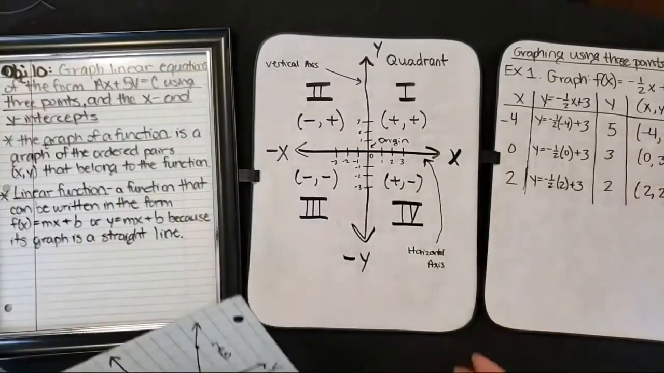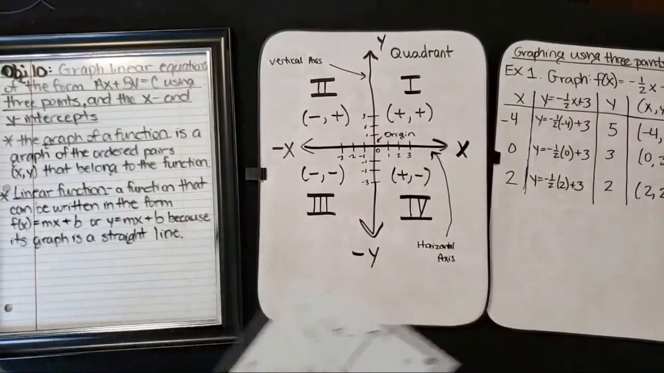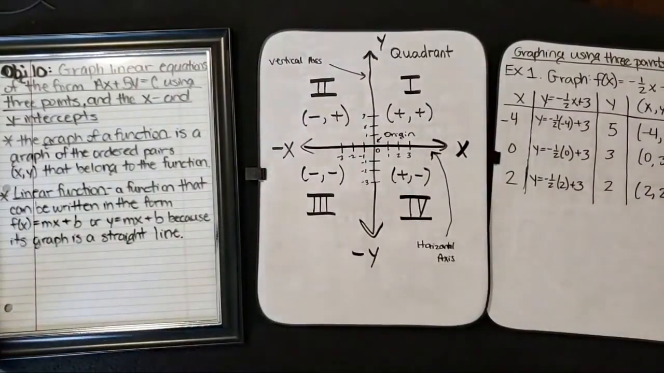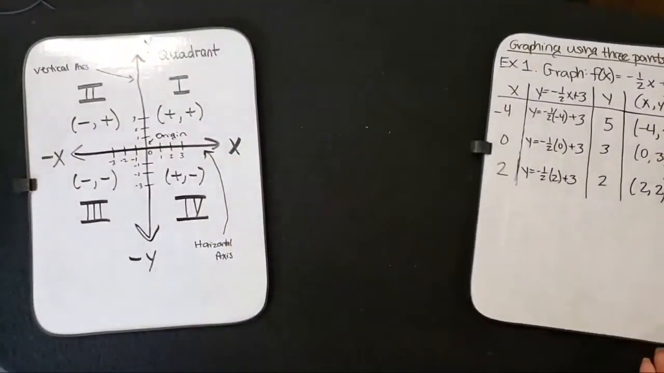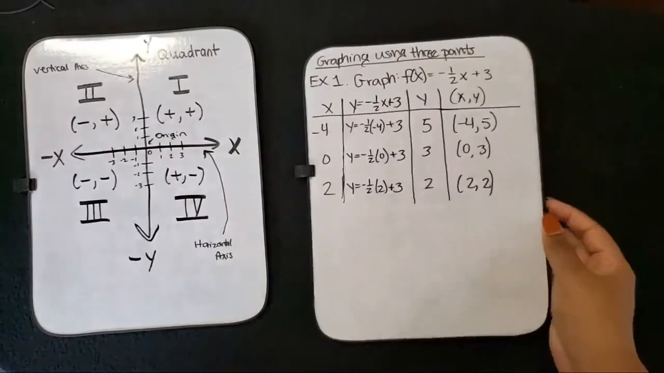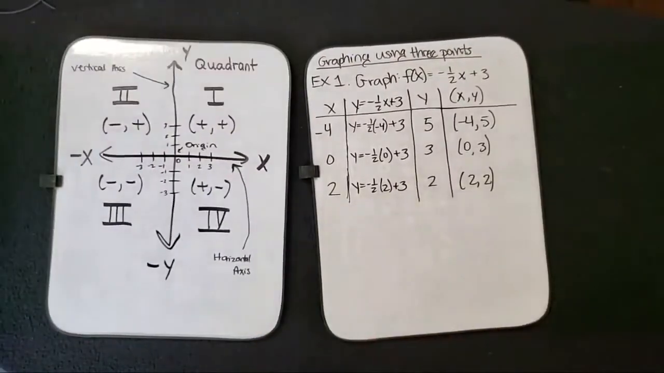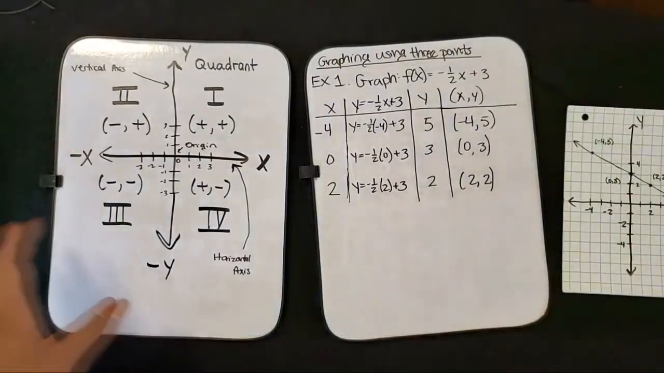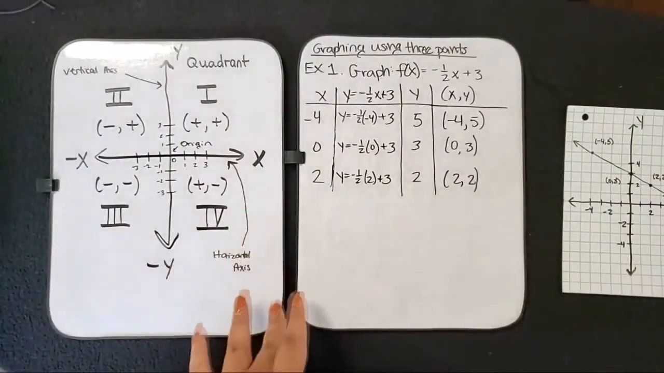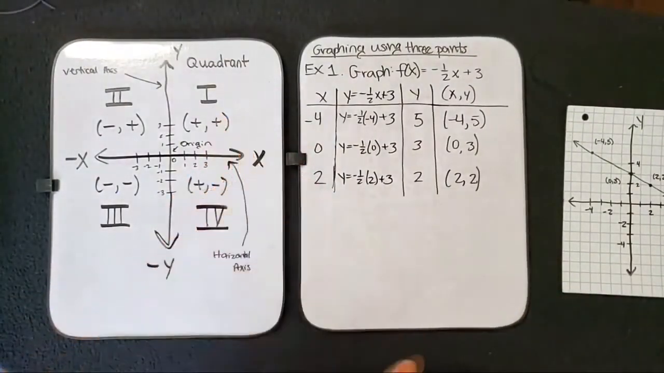So for our first example, we're going to graph f of x equals negative 1/2 x plus 3. And the way that we do that, we want to find 3 points. We're using -4, 0, and 2 for our 3 x values.